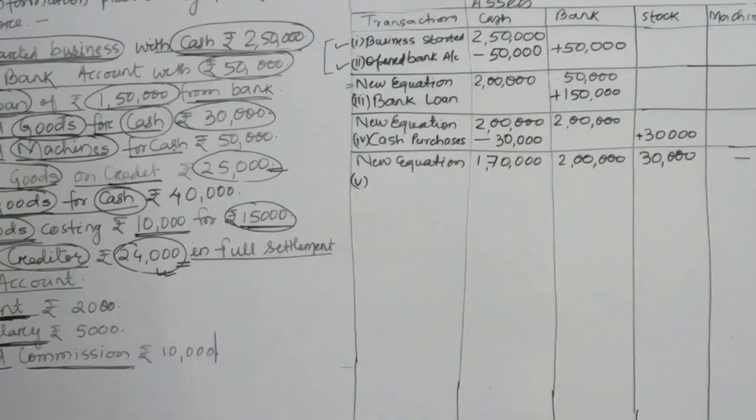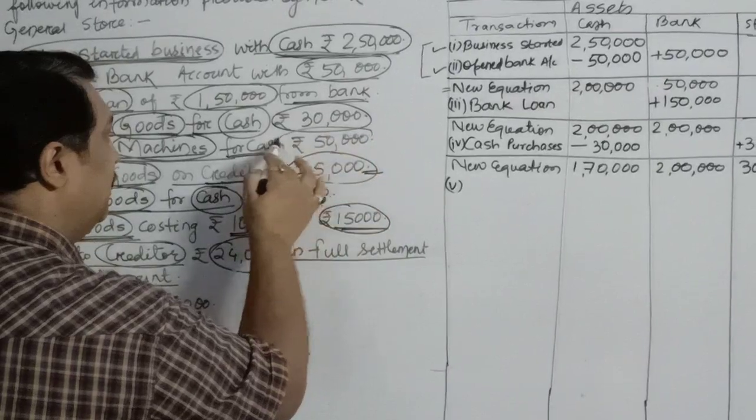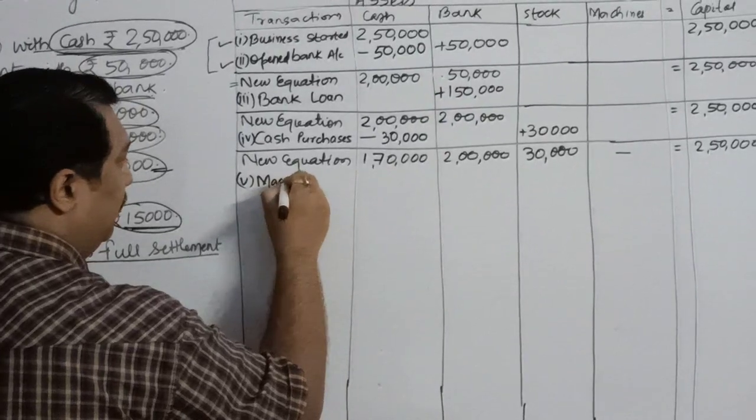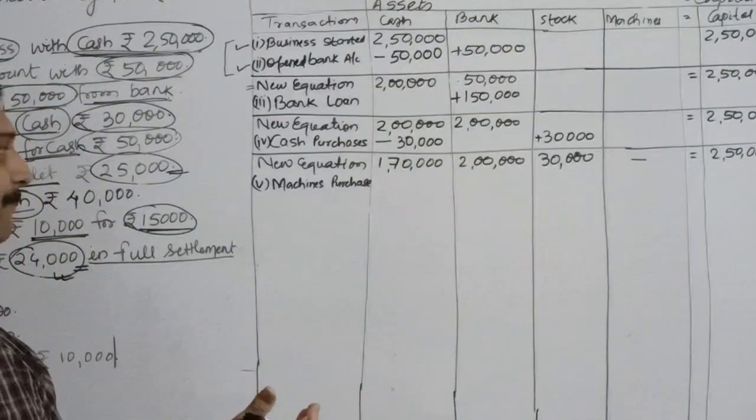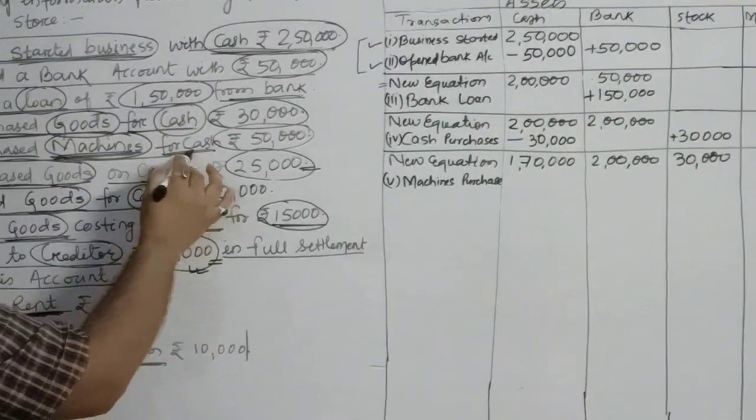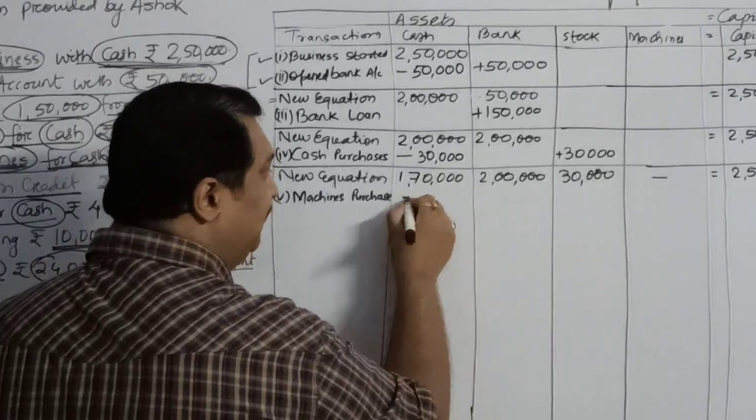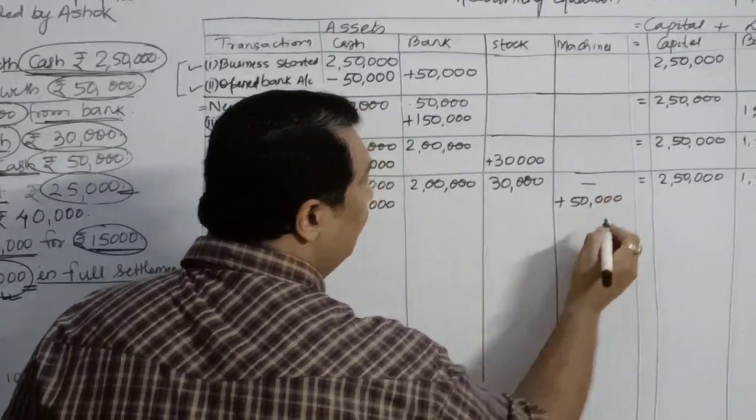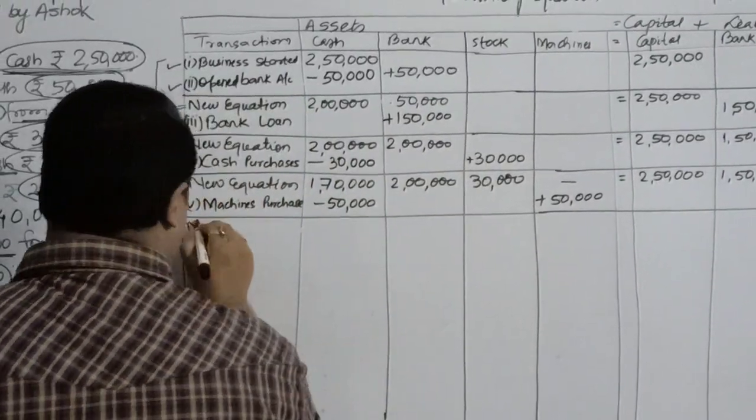Now transaction number 5. What is transaction number 5? Purchase machine for cash, rupees 50,000. So what will be the impact? When you purchase a machine, what are the two things happening? You are getting a machine and cash is going out. So your machine will increase by 50,000 and cash will decrease by 50,000. So after this, what is the status? New equation once again.